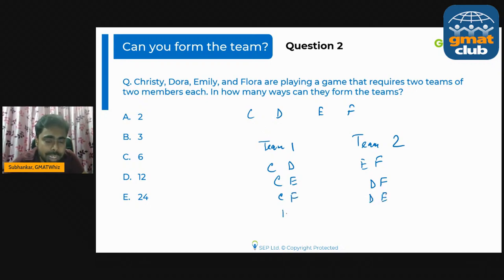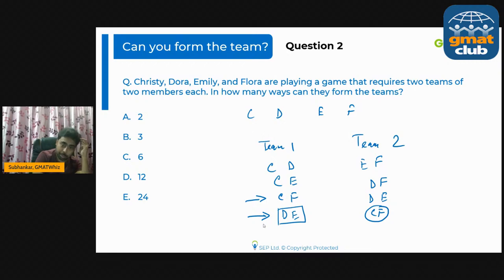Now understand, should I put D and E again here? Because if I put D and E in the first team, then I will get C and F in the second team, right? But this count I have already counted in scenario three. Scenario three, which is CF and DE, is identical to DE and CF, because I'm not going to differentiate the teams as team A or team B. I'm just forming two teams. So if I select CF in one team, DE is automatically selected. If I use brute force, can I say these are the only three ways I can form the teams?